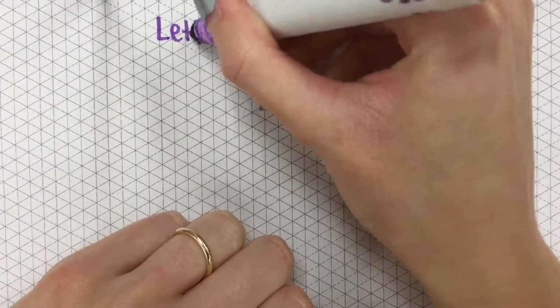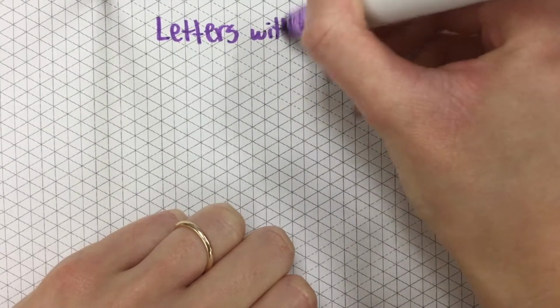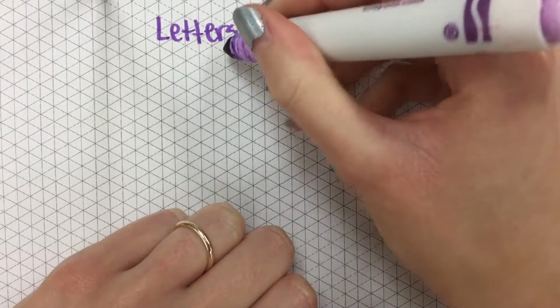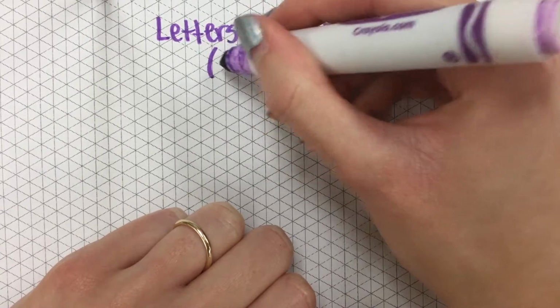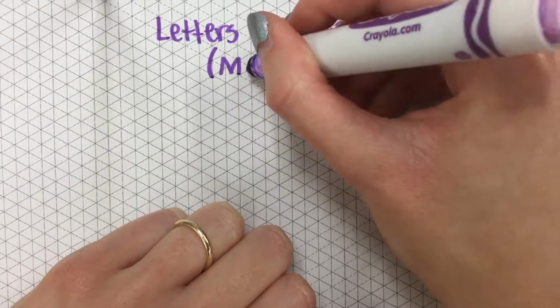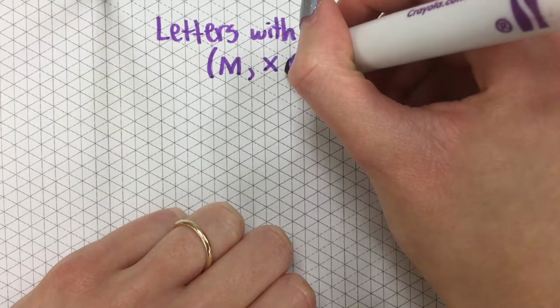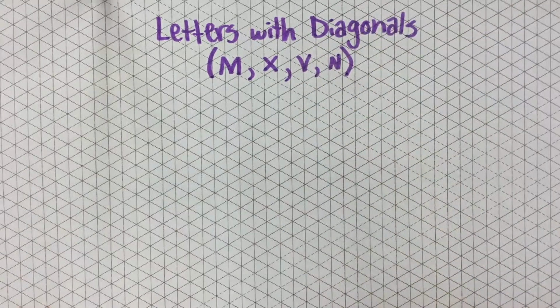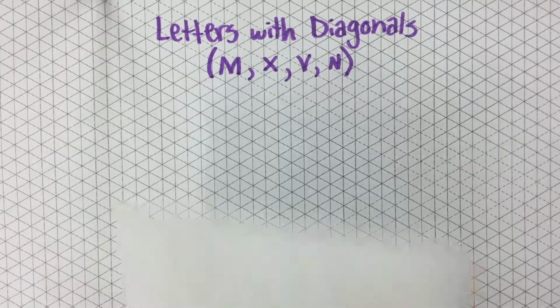Hi, this is Ms. Cooper with a tutorial on how to make letters that have diagonal lines in them. Now, I will not demonstrate every letter of the alphabet, but I will demonstrate a few. In fact, I'll demonstrate M, X, V, and N. These are fairly common letters that are requested.